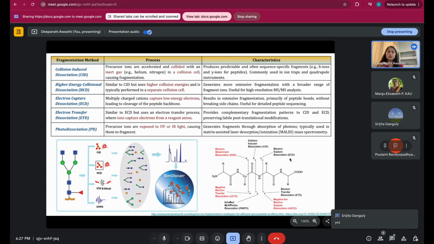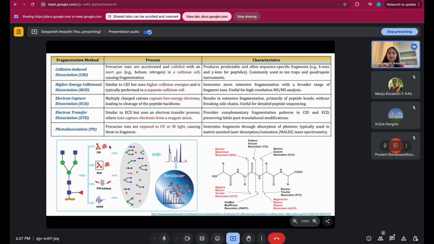Yeah, so now we'll look into different fragmentation methods. Previously we have not discussed them. So the first method, which is used by default, is collision induced dissociation. What is the concept behind this collision induced dissociation? The precursor ions are accelerated and collided with an inert gas. The inert gas could be either helium or nitrogen, and there is a collision cell. You can also look at the diagram which is present below the table.